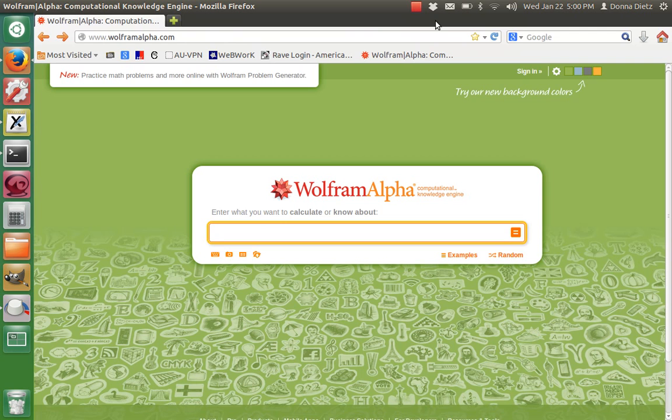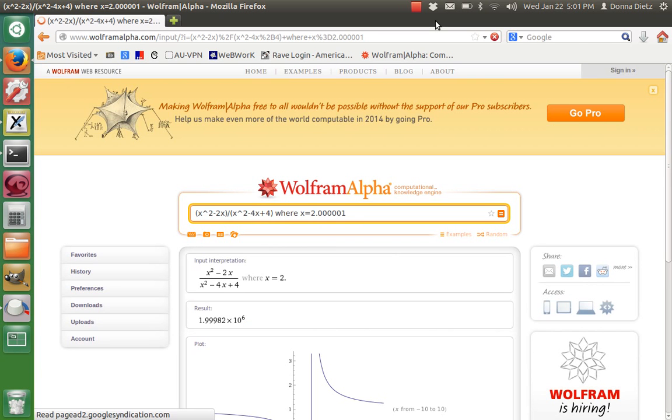Okay, let's say you don't want to calculate that by hand and it's a homework exercise. So you go to Wolfram Alpha. I mean, you could pull out a graphing calculator, sure, but why bother? You're sitting at a computer anyway, right? So let's say we want to know x squared minus 2x over x squared minus 4x plus 4, where x equals, I don't know, 2.00001, and it will just tell you. And it's still there, so you don't have to even type it in again.